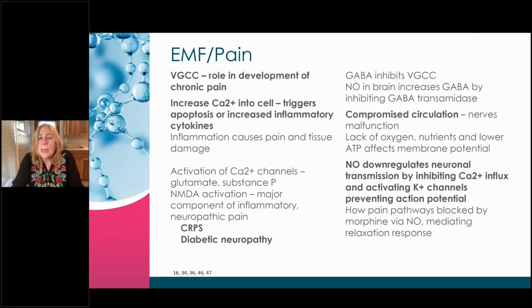These voltage-gated calcium channels have a big role in the development of chronic pain. The increase of this calcium into the cell triggers apoptosis and increased inflammatory cytokines. Inflammation causes pain and tissue damage. So this increases glutamate, substance P, and NMDA activation, which is a major component of inflammatory neuropathic pain, like CRPS, diabetic neuropathy. GABA inhibits this voltage-gated calcium channel. And nitric oxide in the brain increases GABA. When you have compromised circulation, the nerves malfunction. The lack of oxygen, nutrients, and lower energy affects the membrane potential. So nitric oxide downregulates these pain pathways, and this is how morphine helps the relaxation response, through nitric oxide.